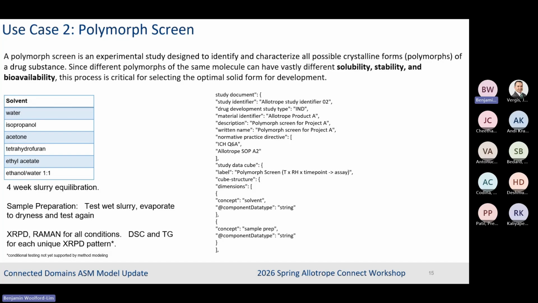The other thing that kind of jumped out when we looked at this was, for our analytical method, you have contingent testing. So if you find a new polymorph, nothing went wrong, there's no deviation, but there's additional work that you have to do. And so one of the things we have to do is figure out how to capture that.